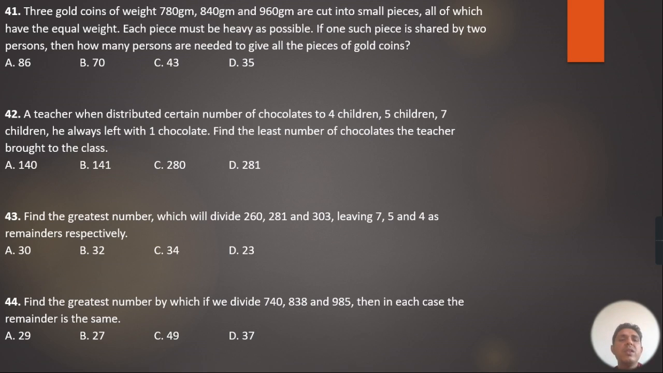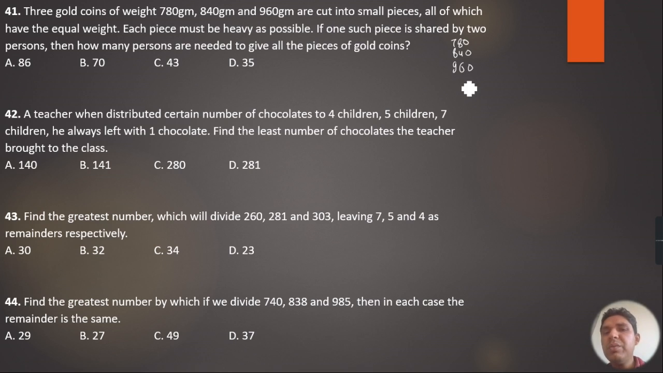Okay, coming to the next question. The next question that we have, 3 gold coins of weight 780, 840 and 960 gram are cut into small pieces, all of which have equal weights. Each piece must be heavy as possible. If one such piece is shared by 2 persons, then how many persons are needed to give all the pieces of gold coins, right? So students, this question is same as the previous one. For this, just find the HCF of the given numbers.